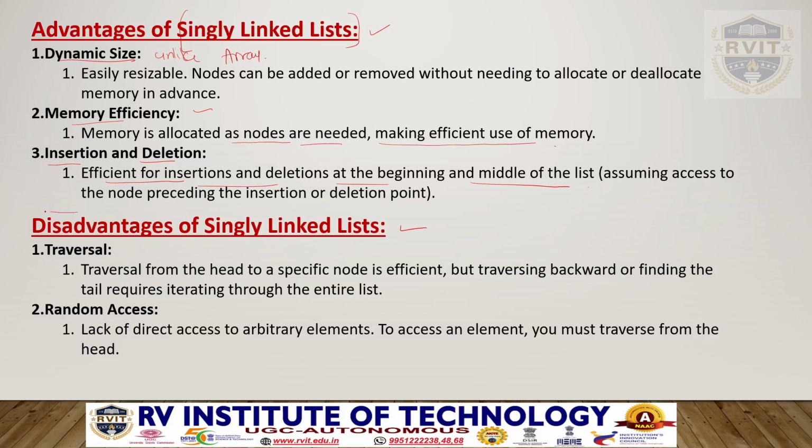Coming to disadvantages. Traversal is the issue because we can only traverse in the forward direction. We can't travel in the reverse direction. It is very difficult. To solve this problem, we will be using the double linked list concept. The second disadvantage is random access, the lack of direct access to arbitrary elements. To access an element, you must traverse from the head.